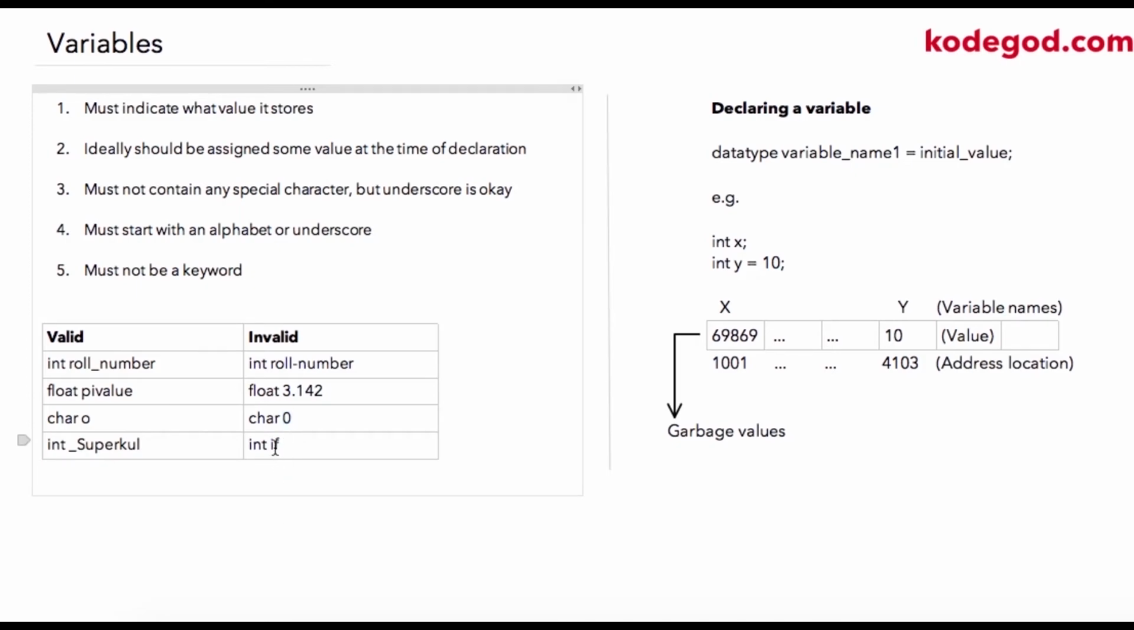That is why we cannot use 0 as a variable name. Also, we cannot use keywords, like if, which is a special keyword in C used for decision control structure, which we are going to use in coming lectures. That is why "in specif" is also invalid.